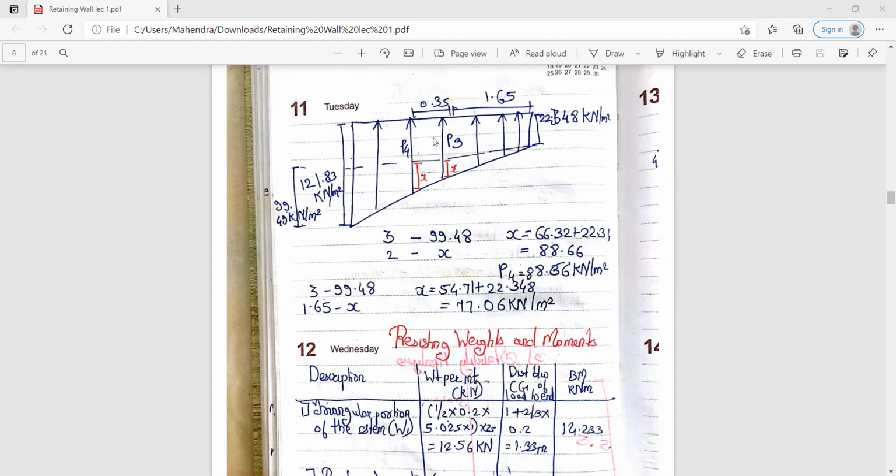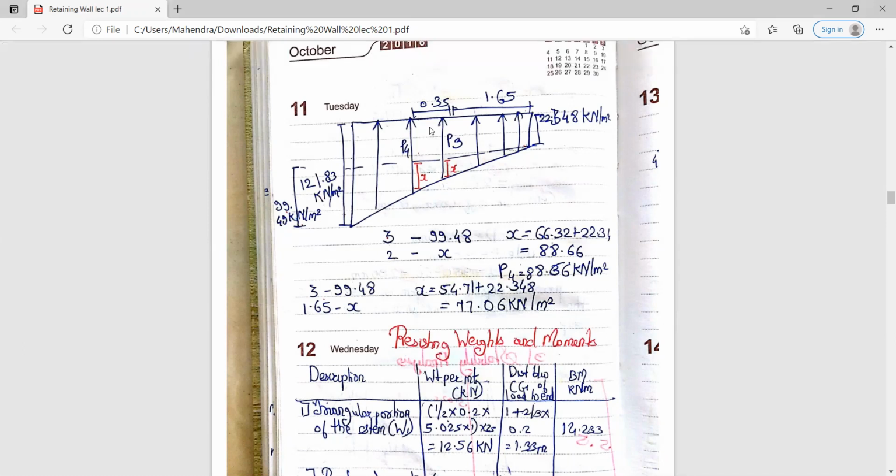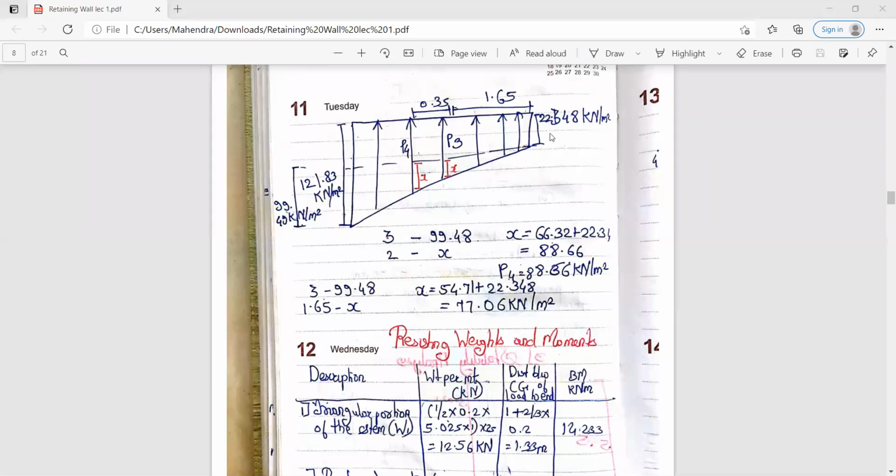Here I have drawn the diagram earlier, which you can draw later also when you do the calculations for the heel and the toe slab. So this is your P1, that is 121.83 kilonewton per meter square, and P2 is your 22.348. This remaining distance you will get from P1 minus P2, that is 121.83 minus 22.348. This distance will be your 99.49 kilonewton per meter square.